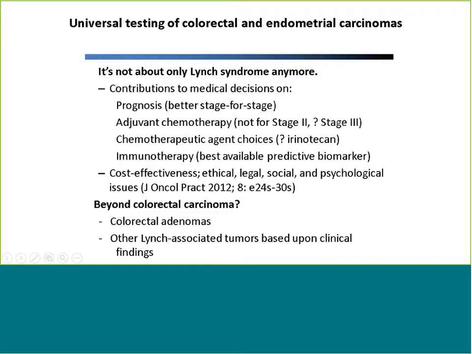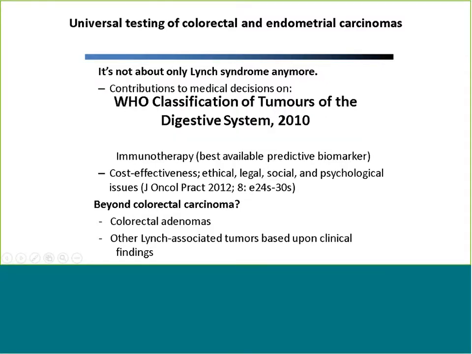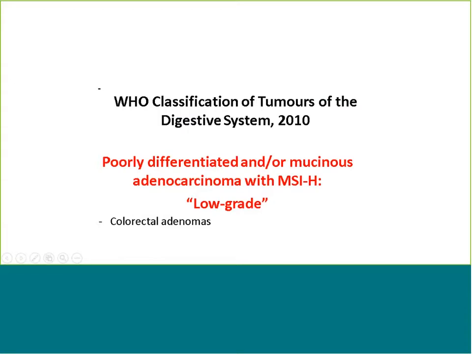The other issue is what we are going to do in terms of going beyond simply colorectal and endometrial cancers. For colorectal adenomas, there's some initial data, coming from the Ohio State group, showing that microsatellite instability can be detected in a subset of the adenomas in these patients. And in addition, you've heard this morning about the other Lynch-associated tumors, based on the clinical findings, that need to be tested as well.